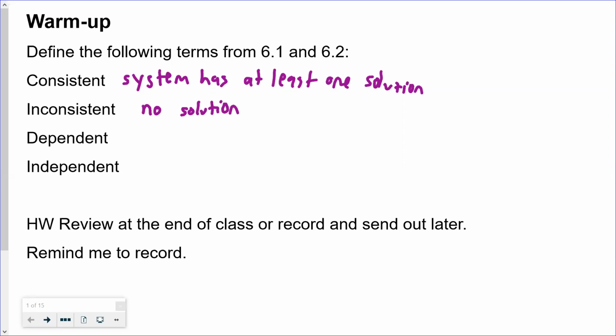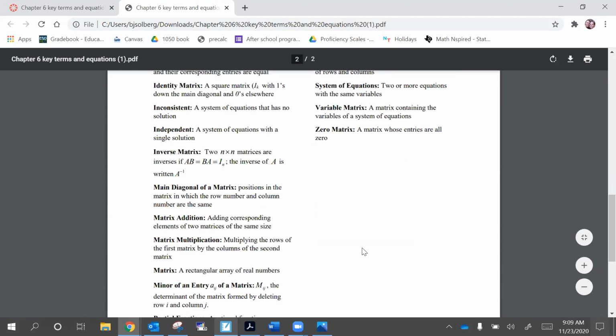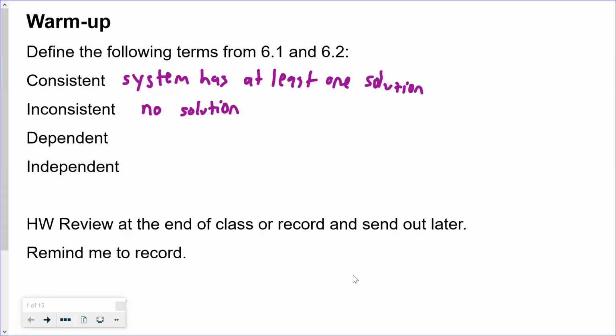All right, so now, let me go back. The next question was, what's the difference between dependent and independent? So dependent is a system of equations with an infinite number of solutions, whereas independent means it has a single solution. All right, so dependent means that there is an infinite number of solutions, and independent means that there is a single solution.